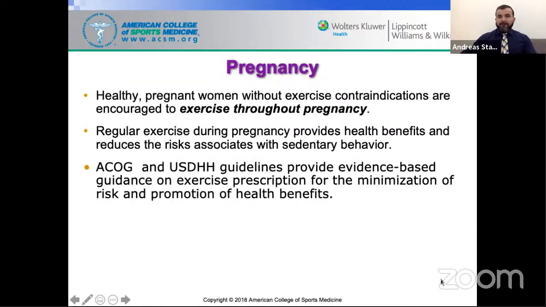All right, last group for tonight, pregnancy. So if you're healthy and you're pregnant, and the doctor says it's okay, you can exercise throughout the whole thing, or most of it, okay?